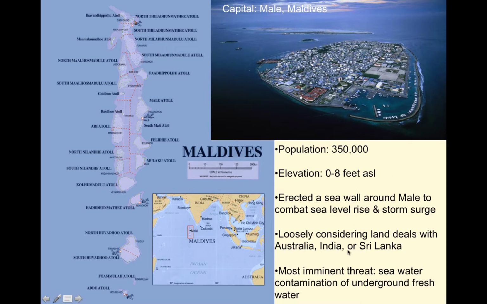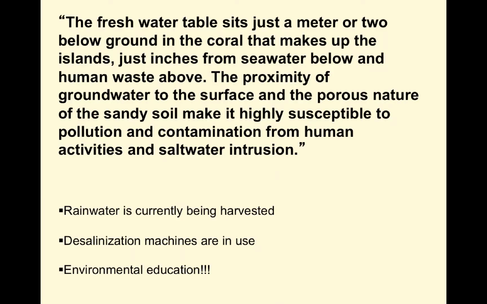So the most imminent threat for them right now is seawater contamination of their underground fresh water. From a recent study, the freshwater table sits just a meter or two below ground in the coral that makes up the islands, just inches from seawater below and human waste above. The proximity of groundwater to the surface and the porous nature of the sandy soil make it highly susceptible to pollution and contamination from human activities and saltwater intrusion. So basically their groundwater is getting contaminated from the top and from the bottom.